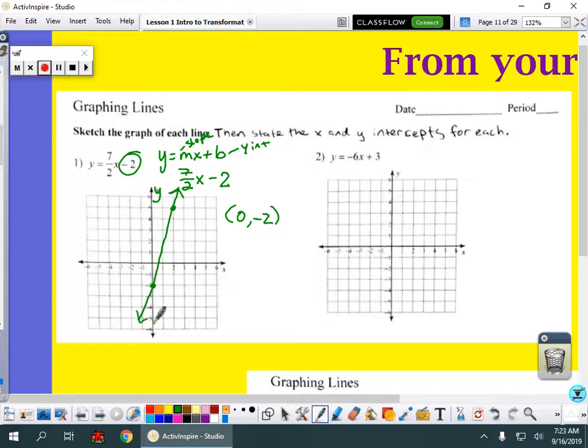Our lines continue forever. Okay, so again, y-intercept is 3, down 6 over 1. So down 3, down 6 over 1. That would be our line. Whoa, I missed my point a little. You want to be a little more accurate.